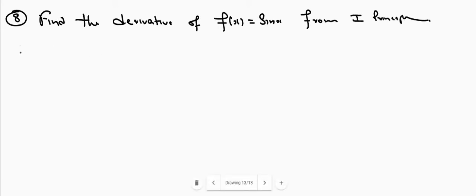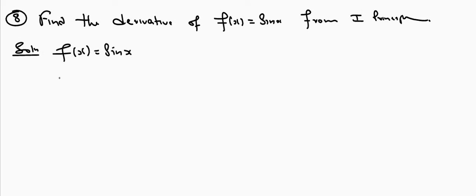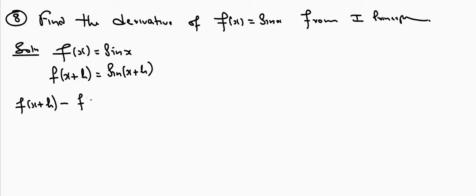Okay. Solution, we have f of x is equal to sin x. Second step is f of x plus h, that is equal to sin of x plus h. If you subtract f of x from f of x plus h, that is f of x plus h minus f of x equals sin of x plus h minus sin x.